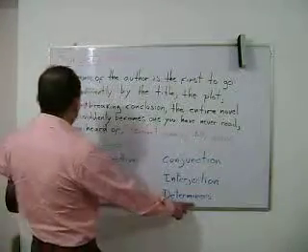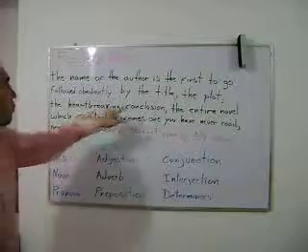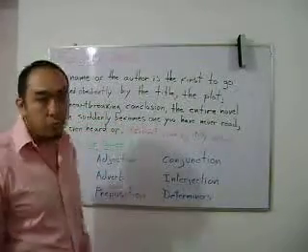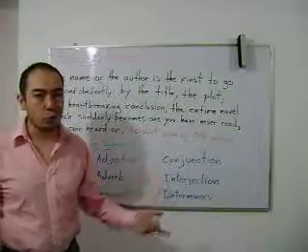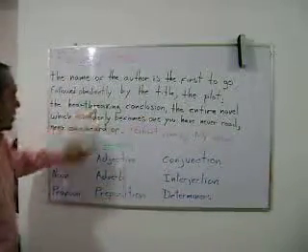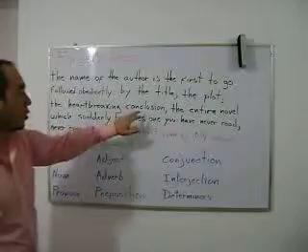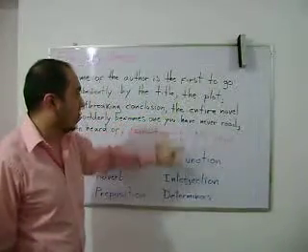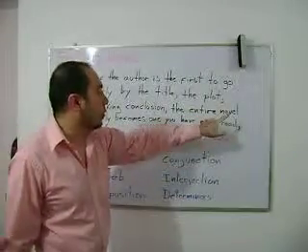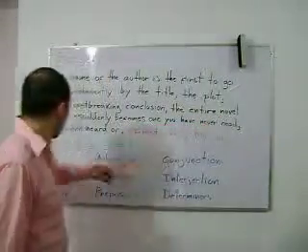The, once again, a determiner. Then you have heartbreaking conclusion. Heartbreaking is telling us how the conclusion is. So this word is an adjective. Conclusion, that's a noun. Then you have the determiner, entire novel, adjective, a noun.